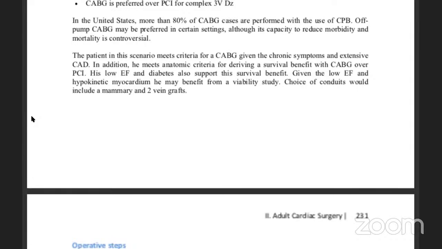Then we'll finish the case. And before that, I'll ask the anesthesia to do a TEE, a second TEE, to make sure that everything's going well. Okay, Dr. Abdulrahman.